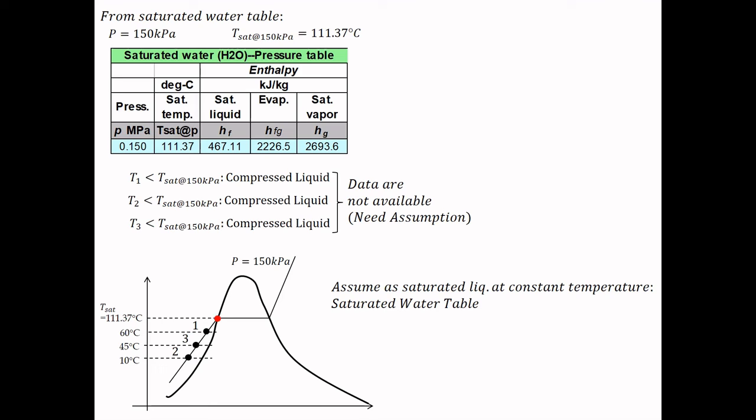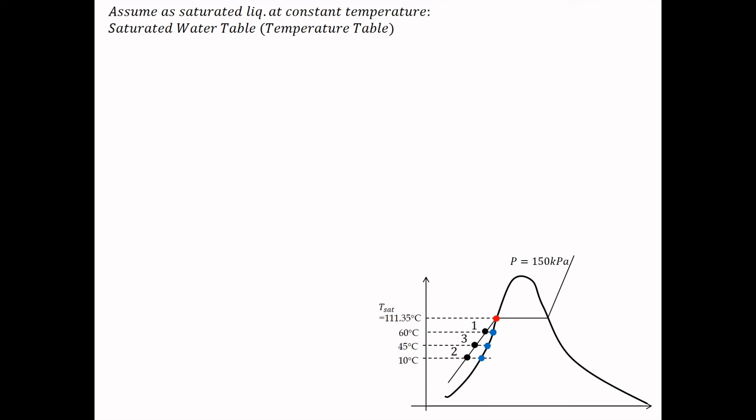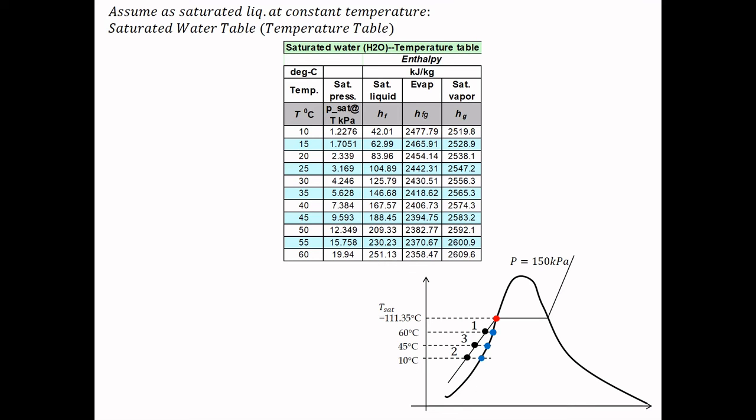So we need to refer to the saturated water table. h1 will be equal to hf at 60 degrees Celsius, h2 will be equal to hf at 10 degrees Celsius, and h3 will be equal to hf at 45 degrees Celsius. Now by using the saturated water table based on temperature, we want to determine the value of enthalpy for state number 1, state number 2, and also state number 3. So h1 equal to hf at 60 degrees Celsius equal to 251.13 kJ per kg, which we can obtain directly from the table. h2 equal to hf at 10 degrees Celsius equal to 42.01 kJ per kg. h3 equal to hf at 45 degrees Celsius equal to 188.45 kJ per kg.